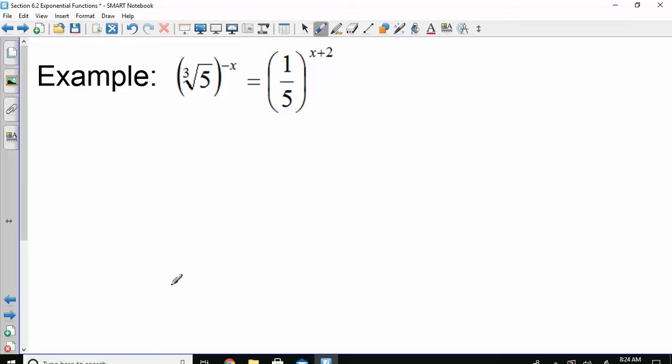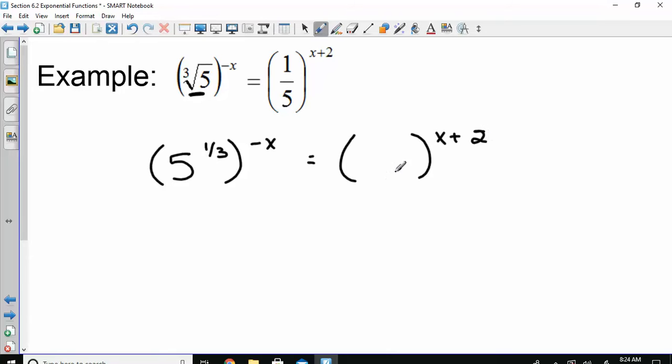Cube root of 5 to the negative x equals 1/5 to the x plus 2. So what do you think our common base will be? 5? Okay. How can I rewrite the cube root of 5? That's 5 to what power? 1/3. Okay, this 1/5, you told me you want to use a base of 5. So 1/5 is 5 to what power? -1.